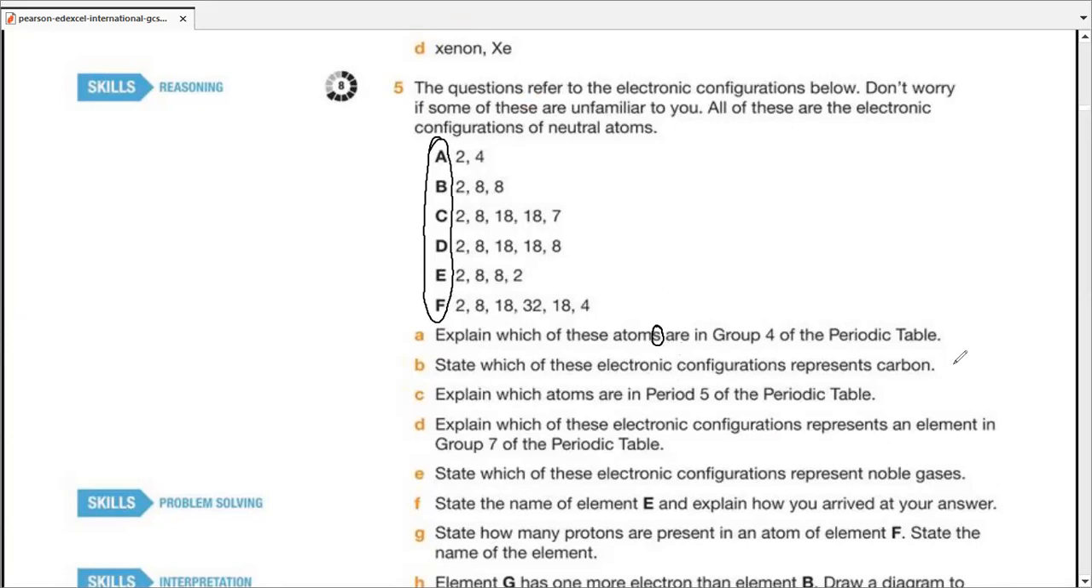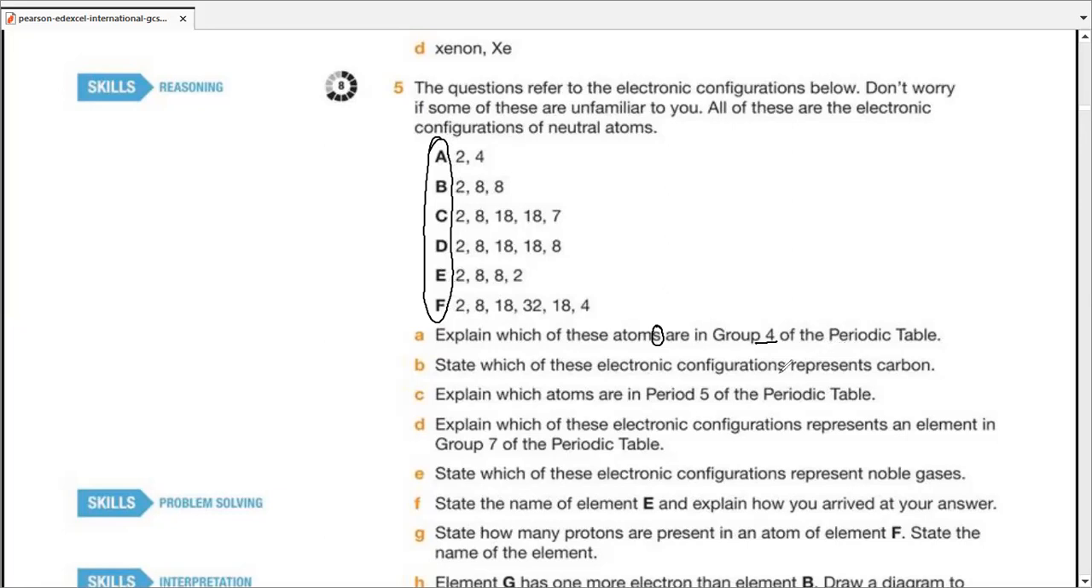So the group number is 4, right? And the period number is 2. No, you're not supposed to tell me the group number or the period number. Choose out of these alphabets which alphabet will lie in group 4.